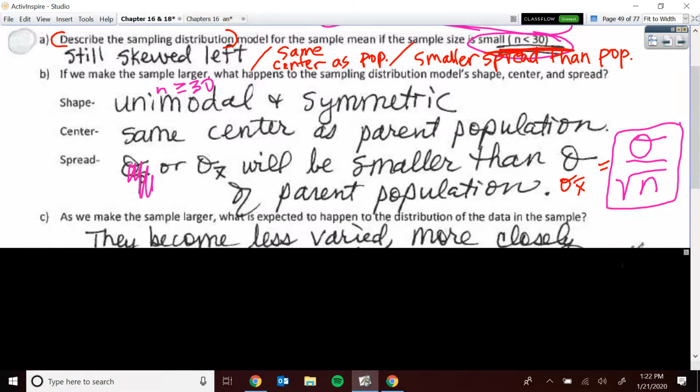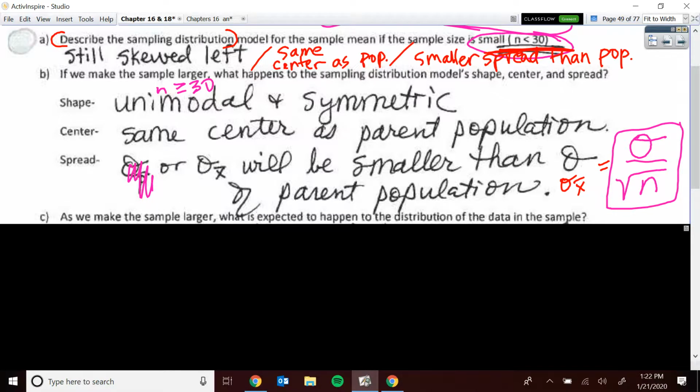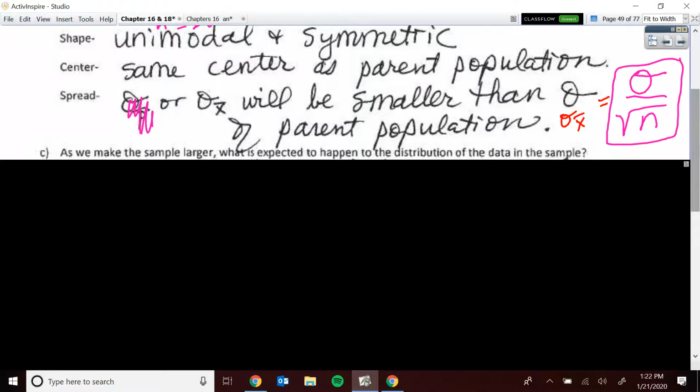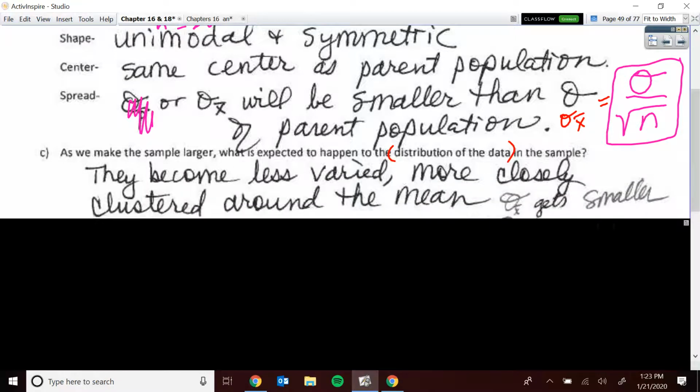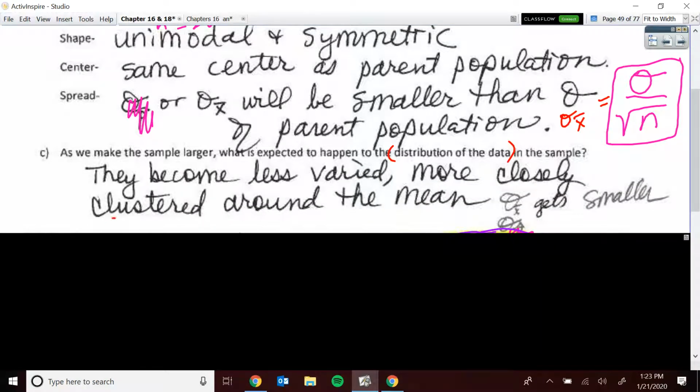Moving on. I think I have something missing here because there's a couple of good things you can say. What happens as the n gets larger, as the sample size gets larger? What happens to the shape? Oh, wait, hold on. It just says what happens to the distribution of the data in the sample. So what's the shape going to do as n gets larger? More symmetric. Ding, ding, ding. And I didn't write that on here. So the shape will get more symmetric.